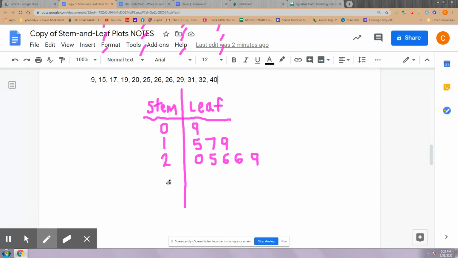And then we're going to do anything that starts with a 3. That means it has a 3 in the tens digit, anything in the 30s. We have 2 for that. We have 31, so we'll put a 1 there for the leaf, and 32. So I'll put another number there, a 2. That represents 32. And then our last number is 40. So the stem for 40 would be 4 because it has a 4 in the tens digit, and it has a 0 in the ones digit, so 0 for a leaf. And there we go, we're done. That's our stem and leaf plot.